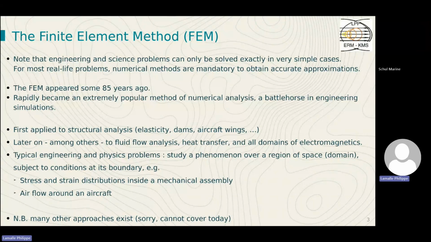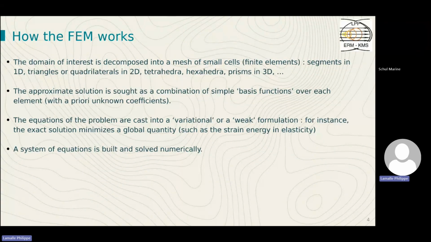So in these engineering and physics problems, typically one studies a phenomenon over a given region of space where the equations need to be solved, subject to some boundary conditions. For instance, classic problems are stress and strain distributions inside a mechanical assembly, or the airflow around an aircraft. Many more applications I will show you. Next, I would stress here on the way to the main body of the talk that many other approaches exist, but there is no time today to discuss them.